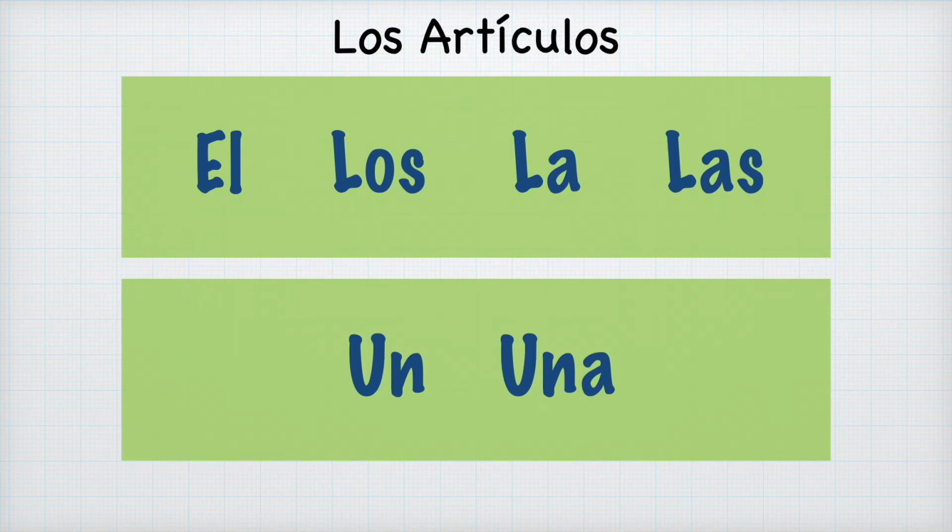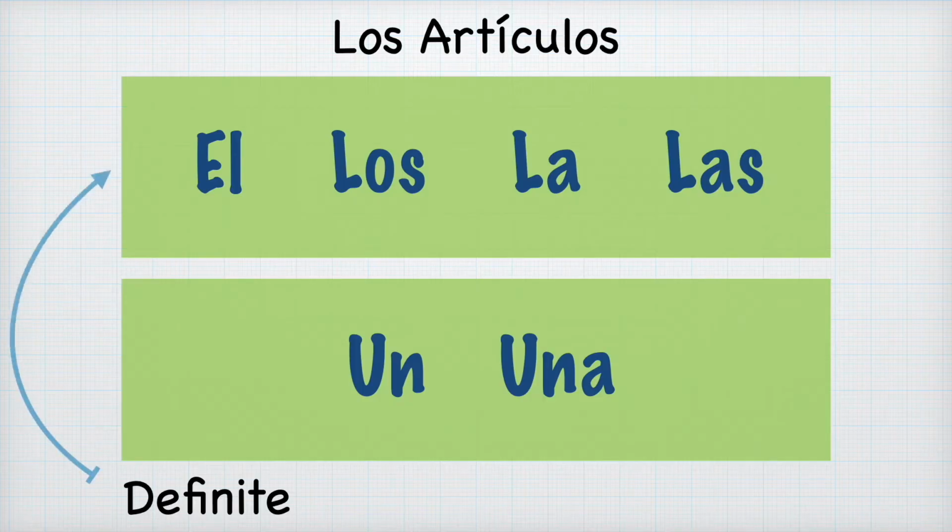Today we're going to talk about the articles. In Spanish, they are used based on the nouns. Let's look at the definite articles first. For singular masculine nouns, we use el. For plural masculine nouns, we use los. And for singular feminine nouns, we use la. In plural feminine nouns, we're going to use las. All of these four words mean the in English.